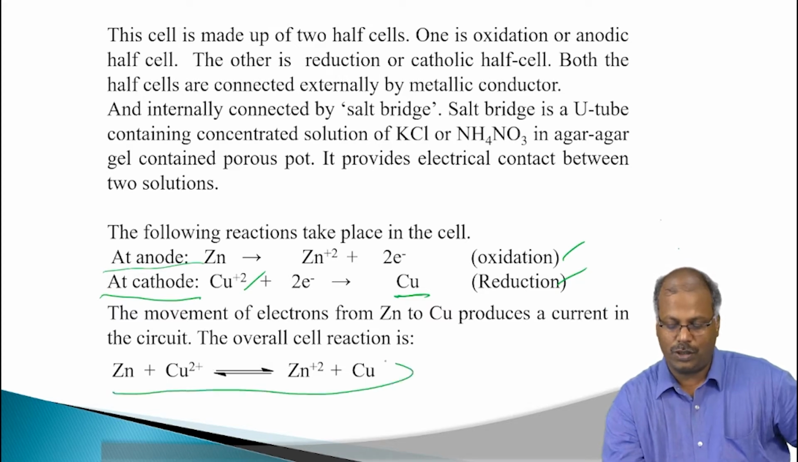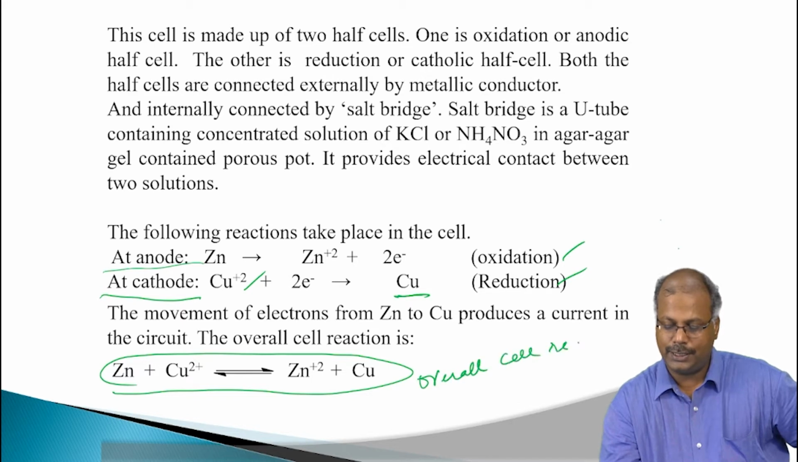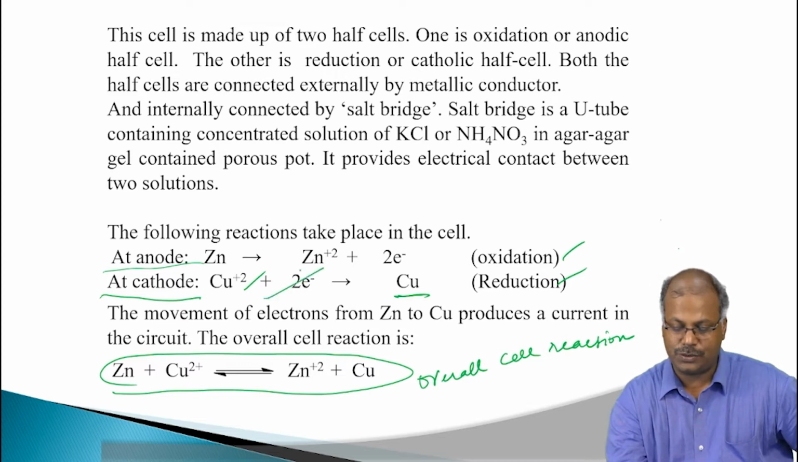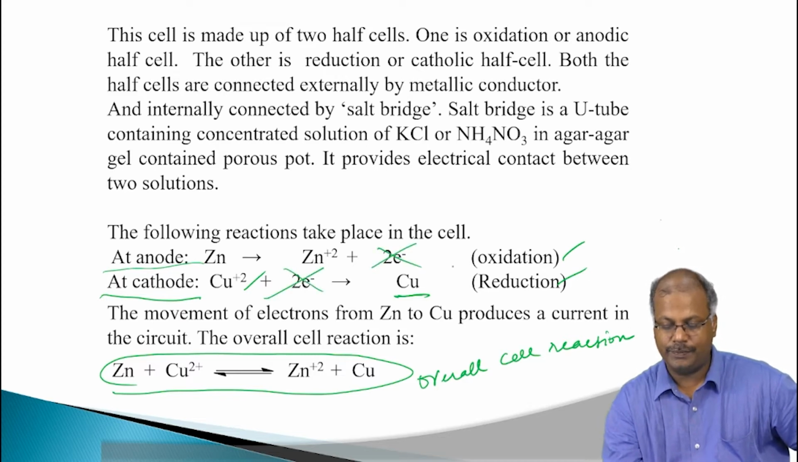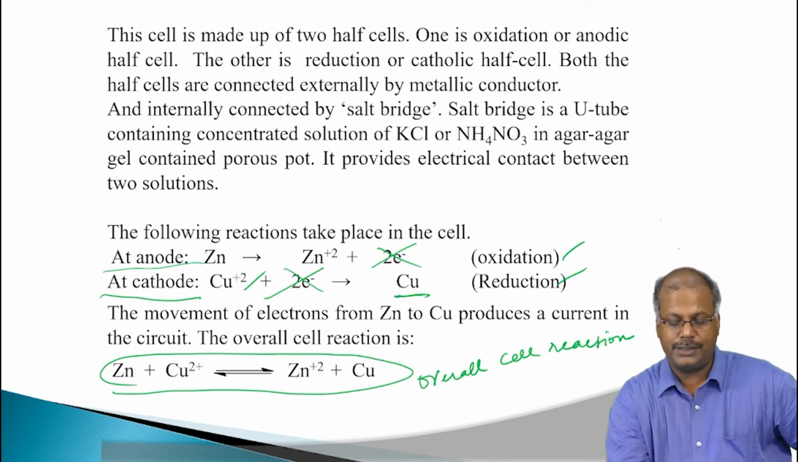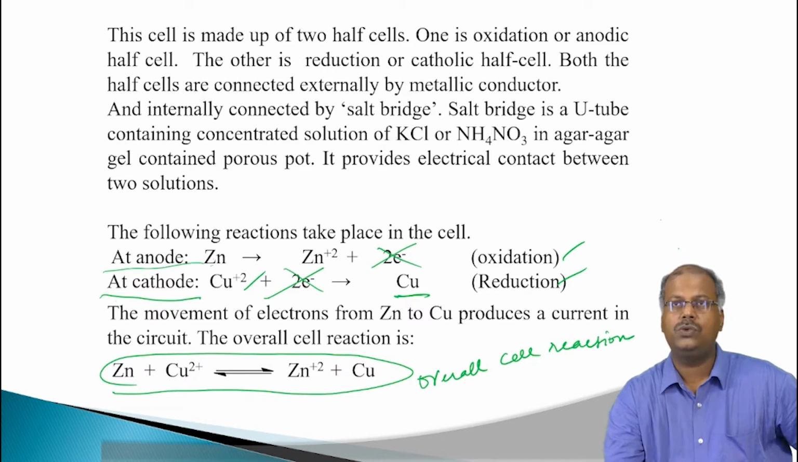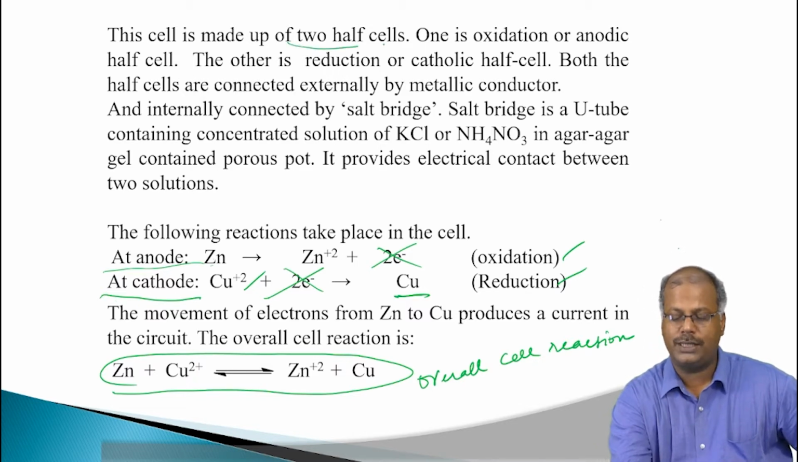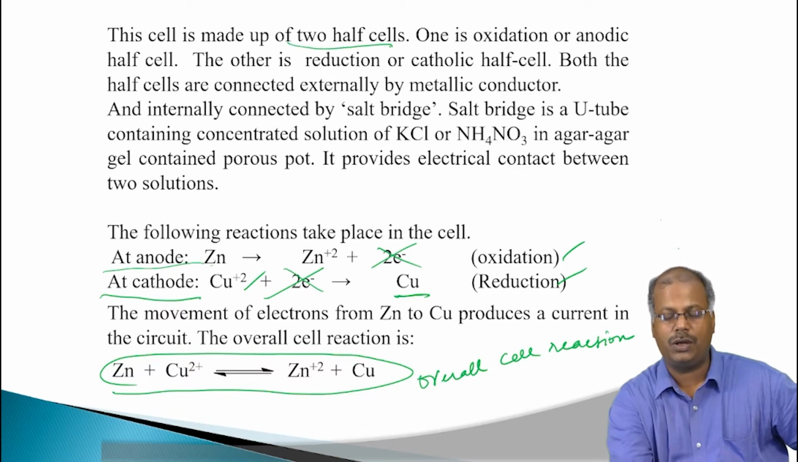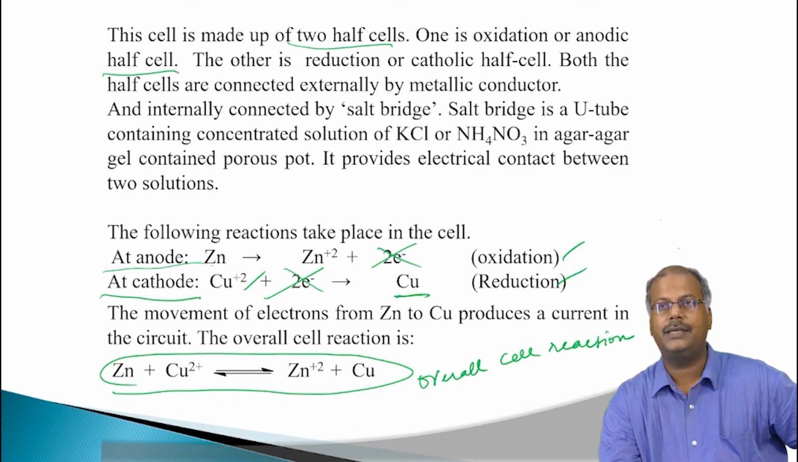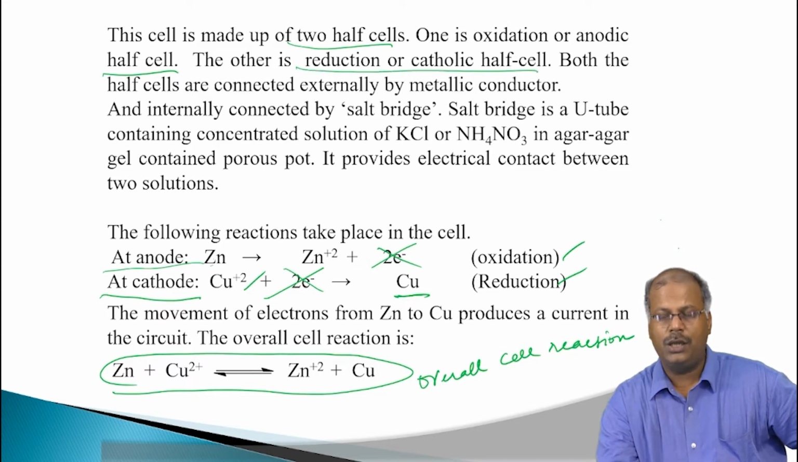The overall reaction is called the overall cell reaction. Okay, so this 2 electrons and this 2 electrons cancel out, and the remaining we write as the overall cell reaction. So here, zinc is the anodic half cell, copper is the cathodic half cell. The cell is made up of 2 half cells. One is the oxidation or anodic half cell. The other is the reduction or cathodic half cell.